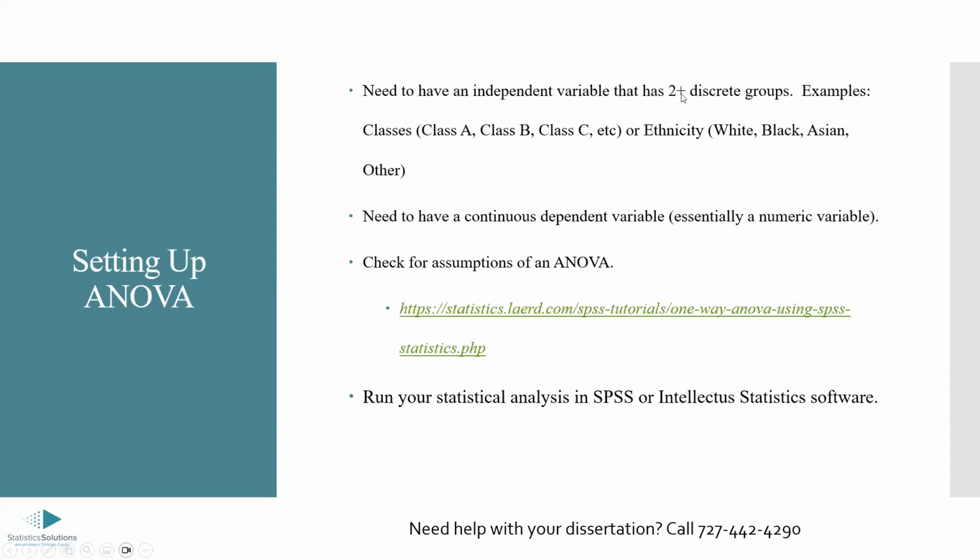Technically, it does say two plus discrete groups. You can run an ANOVA if you're only comparing two groups. However, it's a little redundant. You might as well just run a t-test if you're comparing two groups, if you're comparing males and females. Usually an independent t-test is done. You don't need to run an ANOVA for something like that, but the math still does work. So technically you could run an ANOVA for just a male and female comparison.